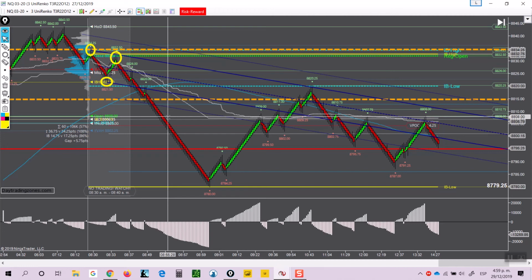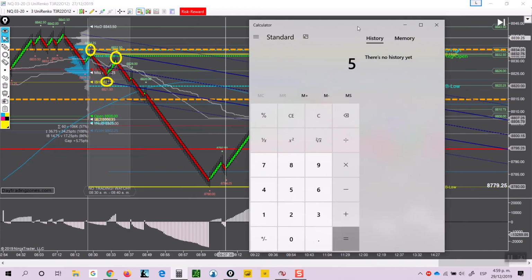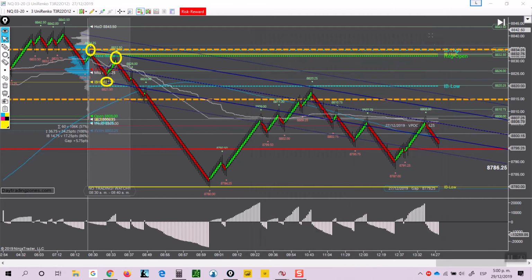That's what you're risking. If you have a $3,000 account or $5,000 account, $150, if you are using just one contract in a $5,000 account, if I divide $150 by $5,000, that's just 3%. So you're not risking too much. You're risking 3%, and we're allowed to risk 5% of our account. Very interesting.